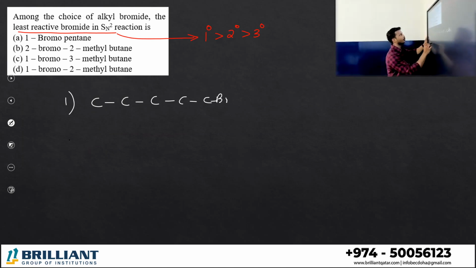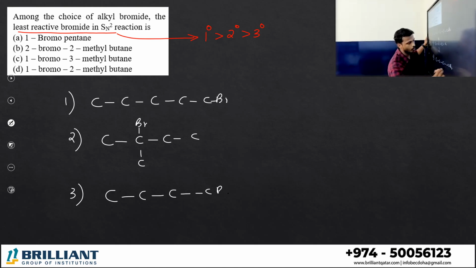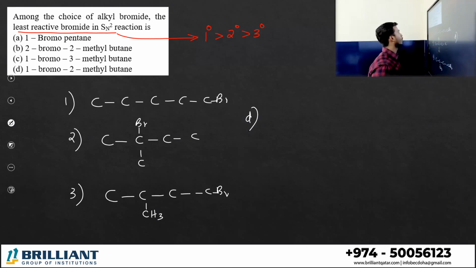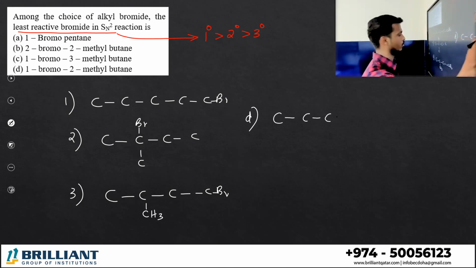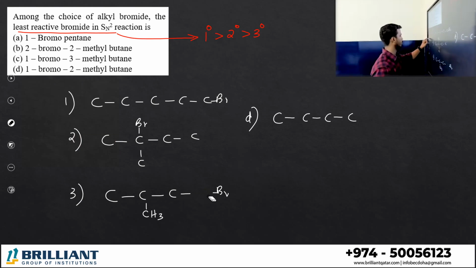1-bromopentane. Option 2, 2-bromo-2-methylbutane. Option 3, 1-bromo-3-methylbutane. Okay, what is option D? 1-bromo-2-methylbutane. 1-bromo, sorry, 3. Okay, 1-bromo.